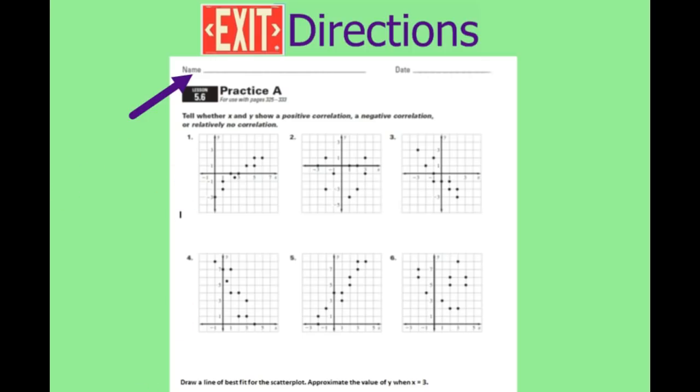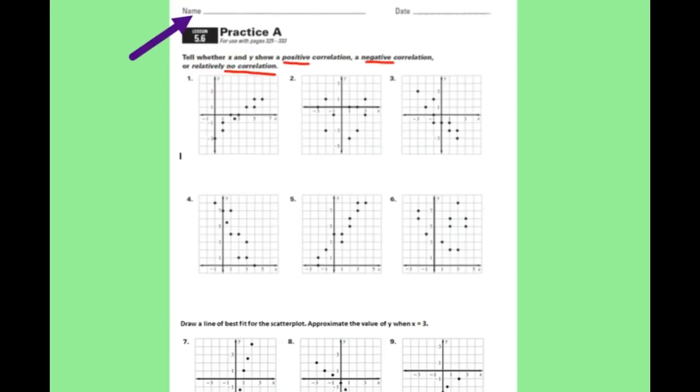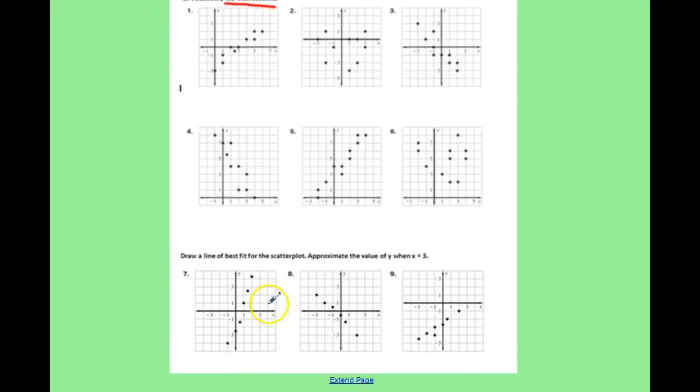Your homework, make sure you read it. These first ones, you're only writing whether the correlation is positive, negative, or no correlation. Then down here, they're asking you two things. To draw a line and approximate what's y when x is 3.